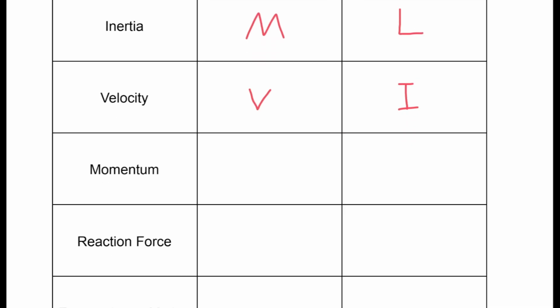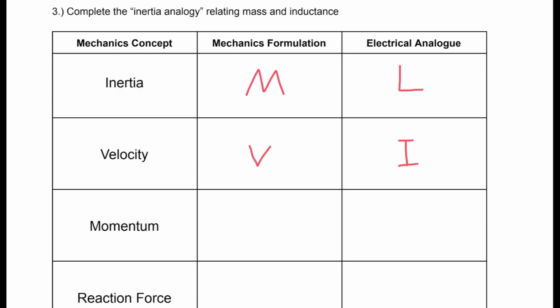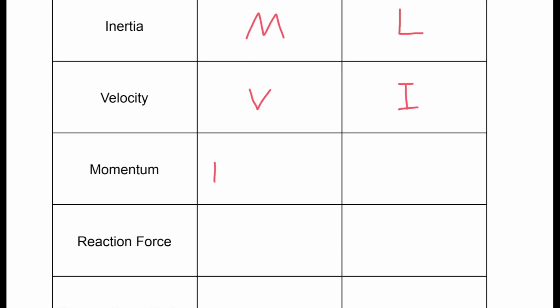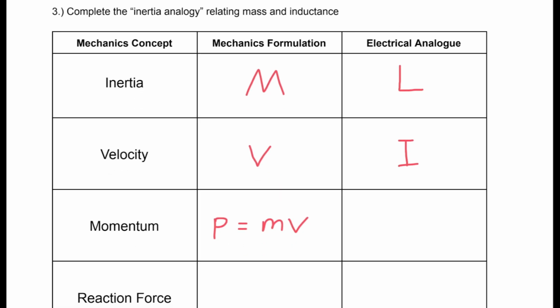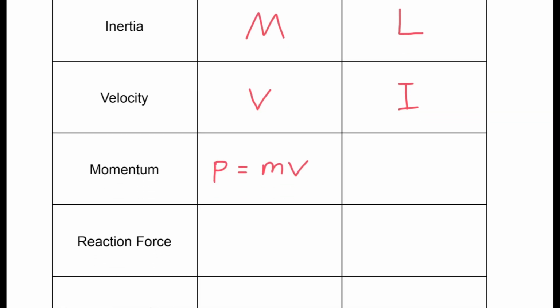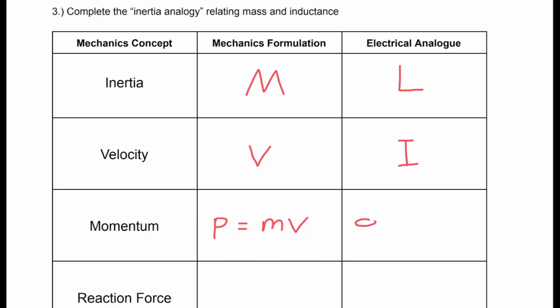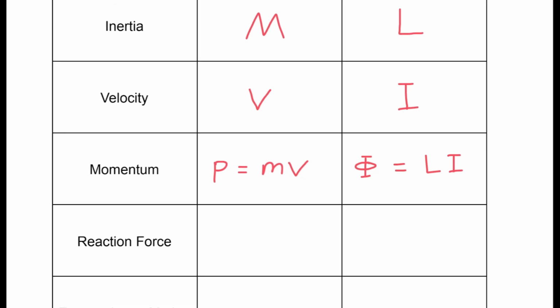Then for momentum, we define momentum as a product of inertia and velocity. So we say that momentum p is equal to mv. And similarly, we have this sort of electrical momentum, which is the thing that objects resist a change in, and that's actually flux. So flux is our first new addition to the analogy, where flux, which can be written as L times I, is the electric equivalent of this momentum.